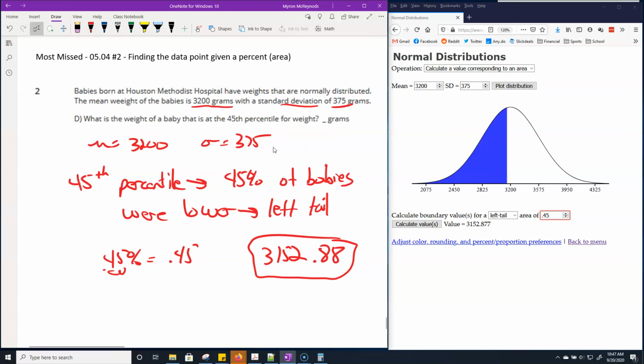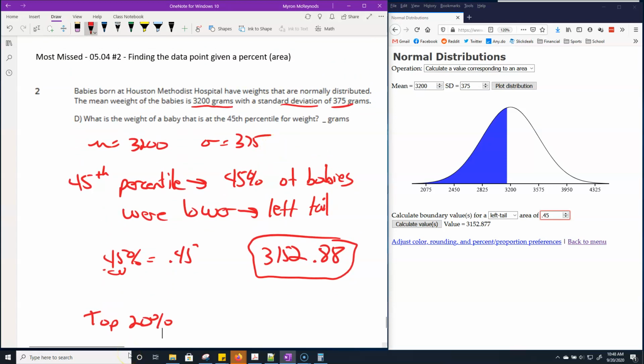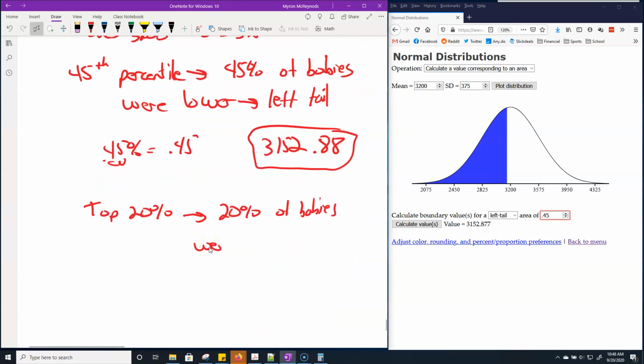is one thing they could say. Another thing they could say is, what if they said top 20%? So it's not percentile now, it's top 20% or top X percent. How would you do that? What that means is 20% of babies were higher. So that is a right tail.